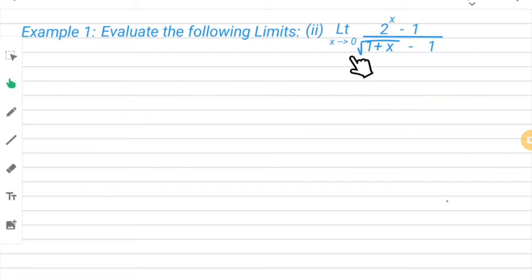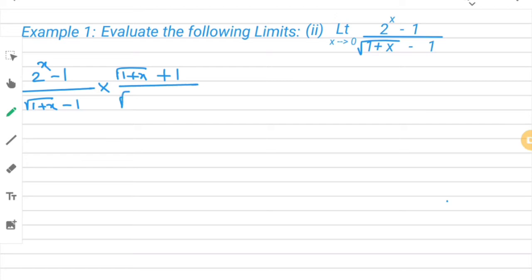Now, the second subdivision. Here they have given limit x tends to 0 of (2 power x minus 1) whole divided by (root of 1 plus x minus 1). In the denominator I have a root term, so first I need to rationalize this. I take only the function, that is (2 power x minus 1) divided by (root of 1 plus x minus 1). To rationalize, I multiply and divide by (root of 1 plus x plus 1).